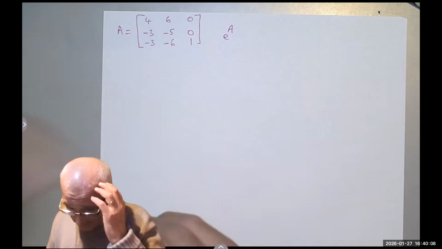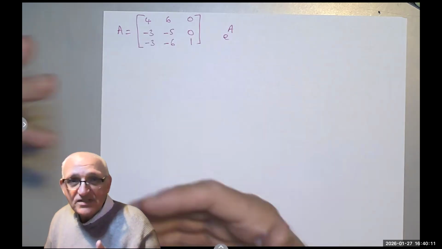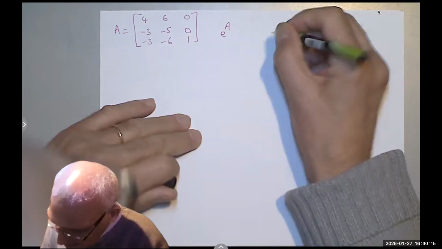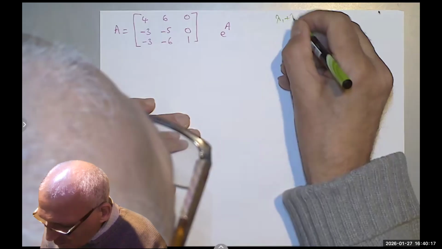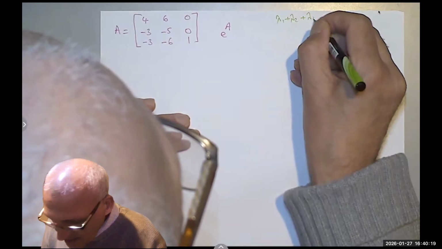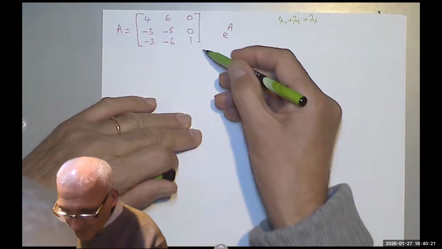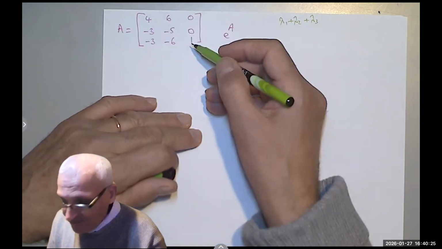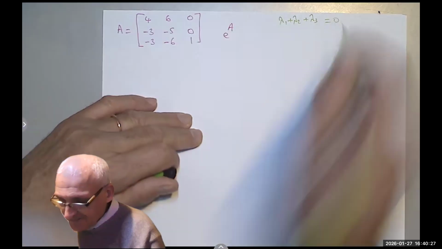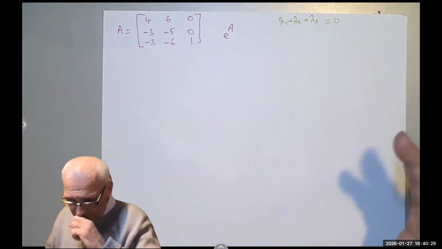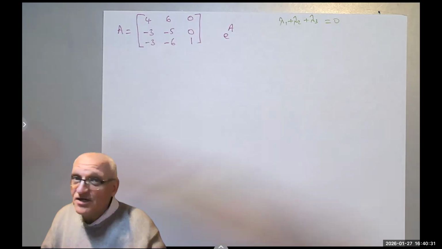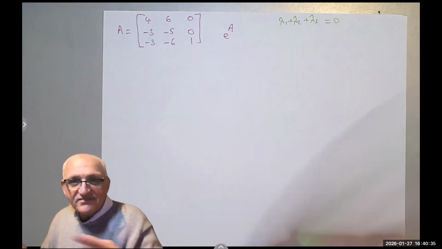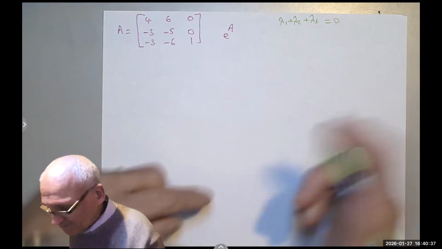Now, remember what we did? We said that the sum of the eigenvalues, so lambda 1 plus lambda 2 plus lambda 3, should equal the sum of the diagonal, the trace, which is 0. 4 minus 5 is -1 plus 1 is 0. So they add up to 0. So either all three are zeros or 1 or 2 are positive and the other is negative, right?